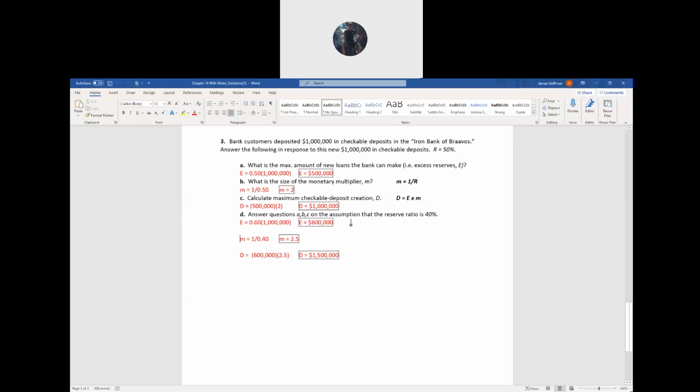And the new multiplier is 1 divided by the new reserve ratio, which is 40%. So 1 divided by 0.4, with 40% in decimal terms, is a new multiplier of 2.5. So it's a little bit higher. And then the 600,000 that can be lent out at this reserve ratio times the multiplier shows the amount of money we can create with the lower reserve ratio. 600,000 of new loans from one bank times a multiplier of 2.5 means the banking system can create up to 1.5 million.